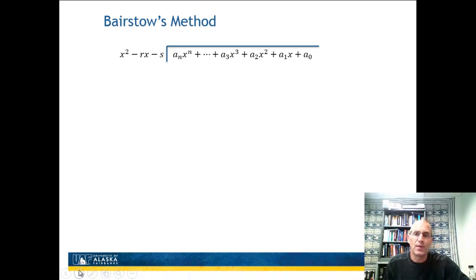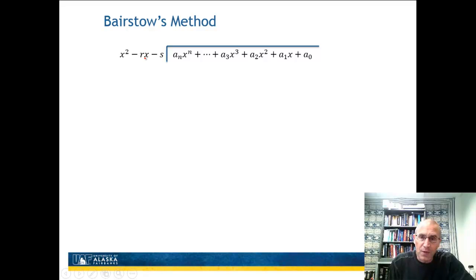Let's look at one other method. This is just an alternative numerical method you can use. This is Bairstow's method, and it's really close to what we had in the previous video where we were doing long division. I'm going to present this first from a high level so you can see the analogy with long division.